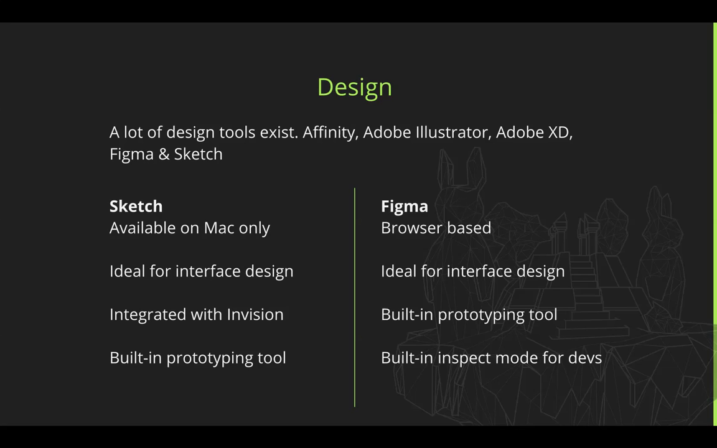So the inspect mode is for the devs. It shows them exactly what colors are used. It shows the sizes of the buttons, the icons, the fonts, etc. And there are also snippets of code for the devs in their specific language, not everything, but there's the CSS for web, and they have the iOS and Android versions as well.